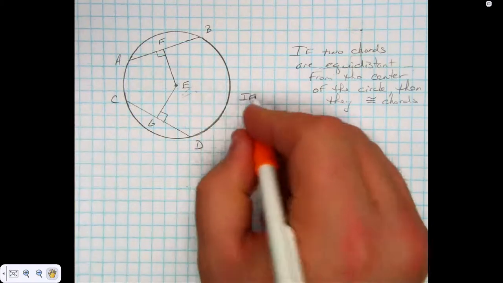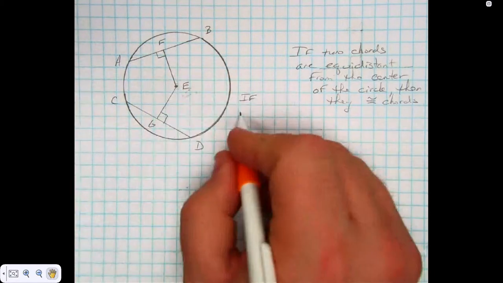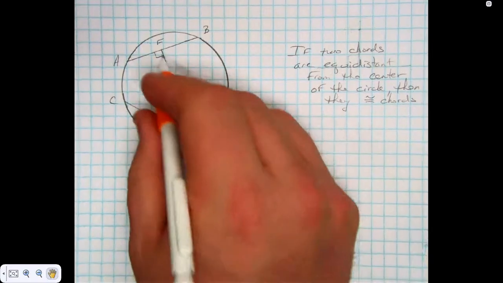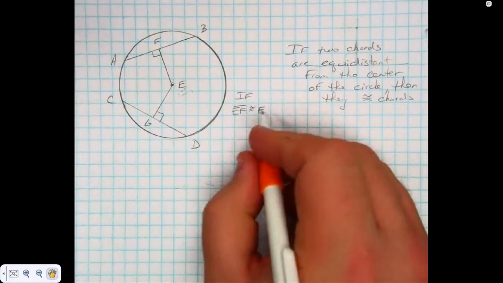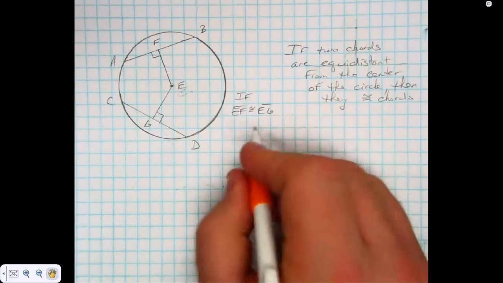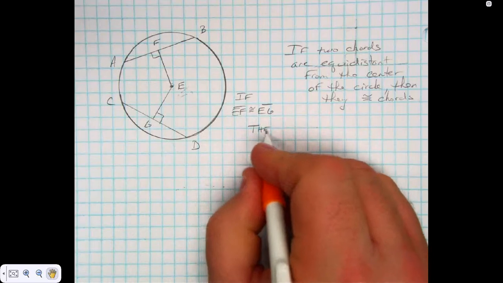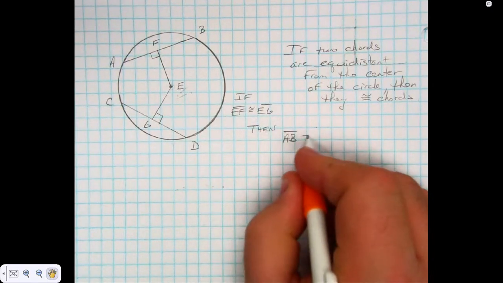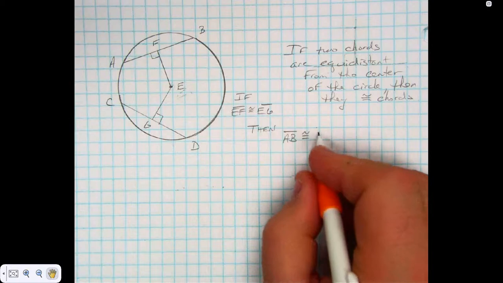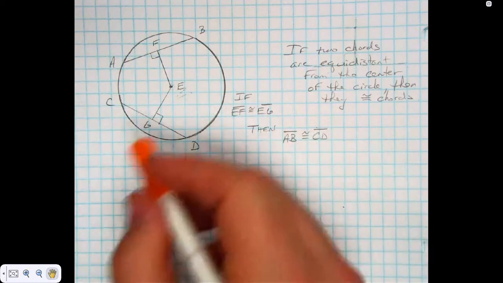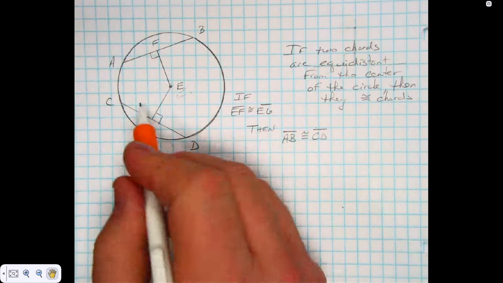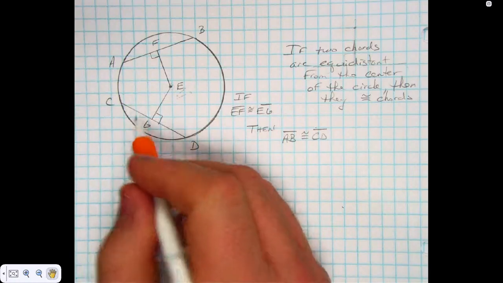So if EF is congruent to what? E what? Then what? AB has to be congruent to what? CD. And since this is perpendicular and coming from the center, what does it also do to this side? Cuts it in half.